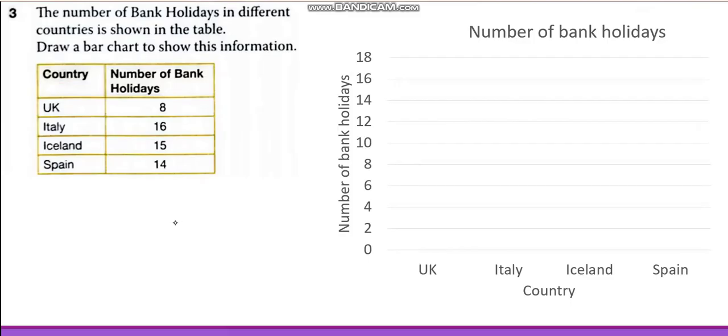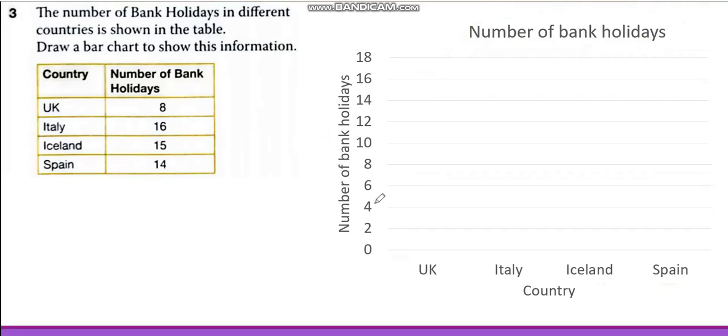So for the bar graph, we need to understand some technical things, that in a bar graph, there are some important things that we need to mention. Like here, the x-axis is labeled with country, meaning there are countries on the x-axis, and on the y-axis there is a label of number of bank holidays. So the y-axis represents the number of bank holidays. And also the bar graph will be given a title, the number of bank holidays.